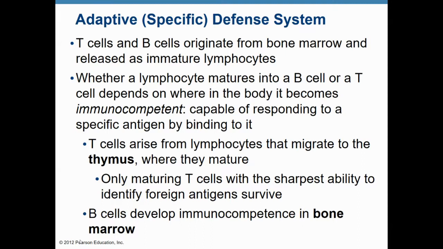So T cell stands for thymus dependent. It has to spend some time in the thymus. And for B cells, B is for bone marrow. So they undergo their immunocompetence in the bone marrow.